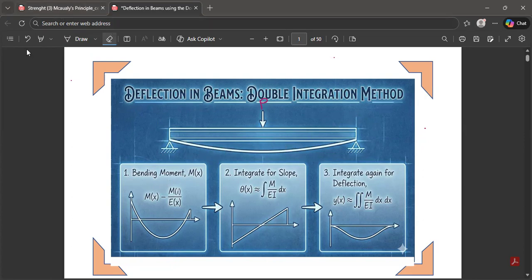You can see over here in our first section, we have one, bending moment, and the bending moment is noted as Mx. And two, integrate for slope, and you can see the integral of the slope equation. And in the third one, you can see integrate again for deflection. This may sound new to all of us, but when we dive in, we are going to know what it entails and how all of this came about.